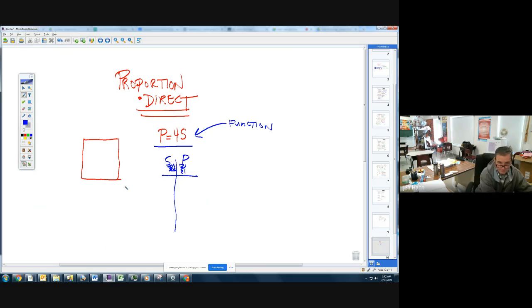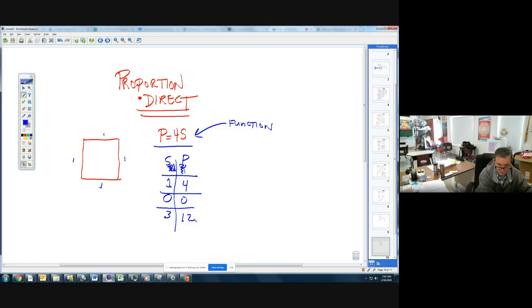So let's say my side was 1. Okay, think of my function table. 4 times 1 is 4. My perimeter would be 4, which makes sense, right? I add those 4 together. If my side was 0, 0 plus 0 plus 0 plus 0 is 4 times 0 is 0. And if my side was 3, 3, 3, 3, and 3, 4 times 3 is 12.